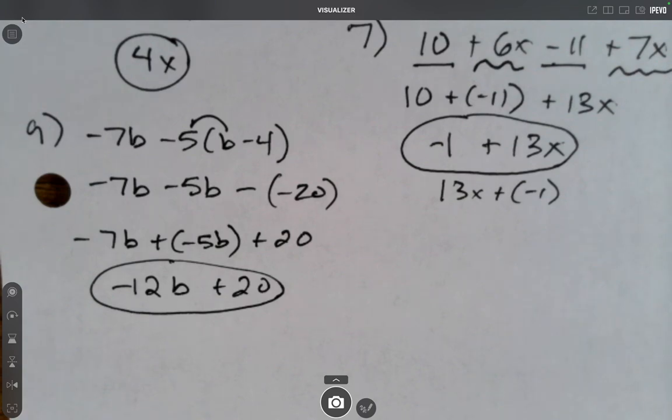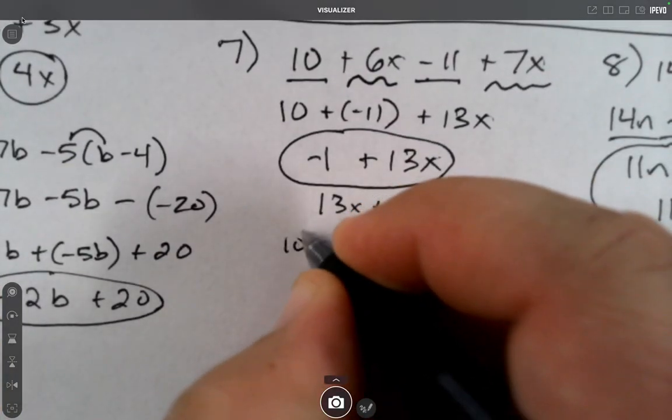Number 10, Omar and Deb each have a digital music player. Deb has 37 more songs on her player than Omar has on his. Write an expression in its simplest form that represents the total number of songs on both players. So here's how I would approach it.